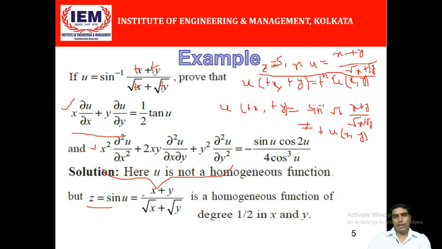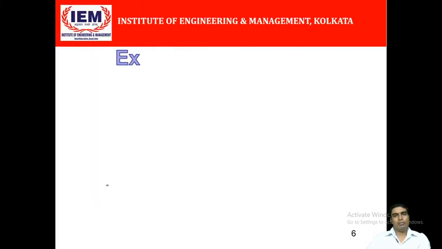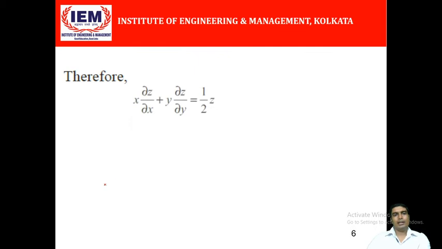Because the root 2 will be out if we put tx in the place of x and ty in the place of y, then root 2 will be in the numerator, so the degree of this homogeneous function z will be half. Now you can apply the Euler theorem on this function z, then you will get x del z del x plus y del z del y equal to half z. Why half? Because it was n, and now n equals half, so by using this Euler theorem I will get this one.